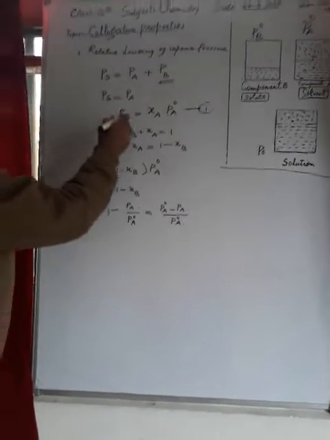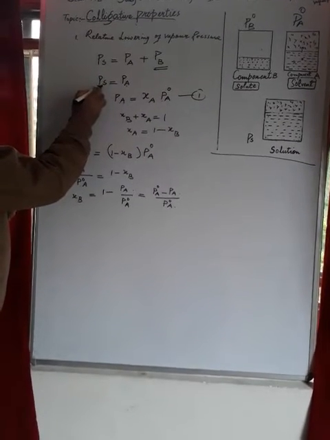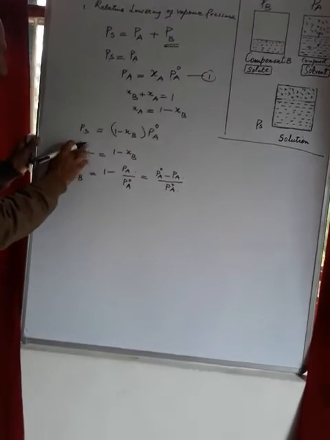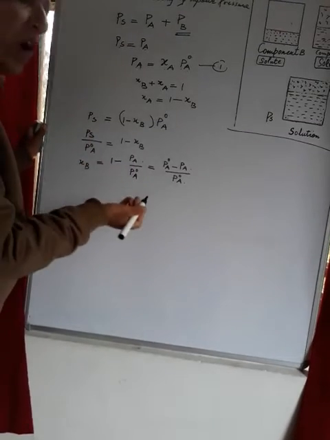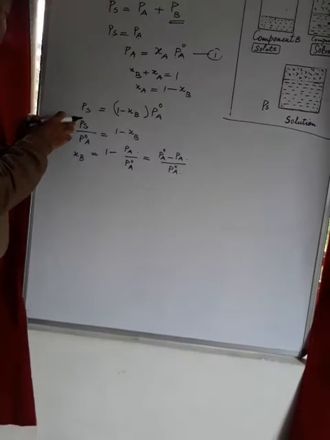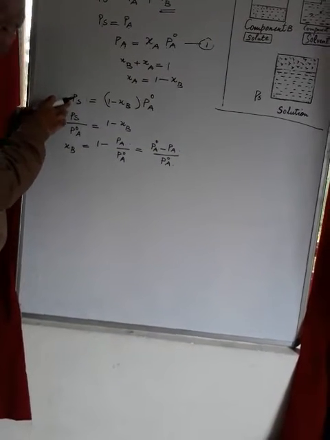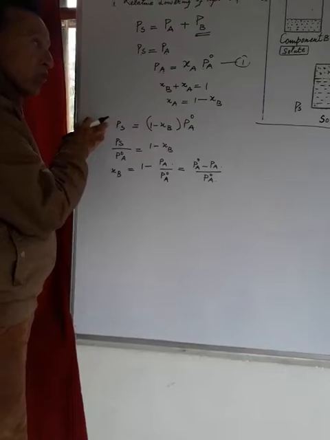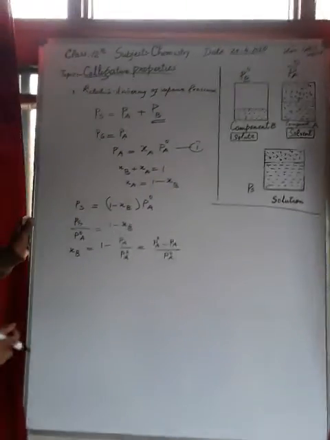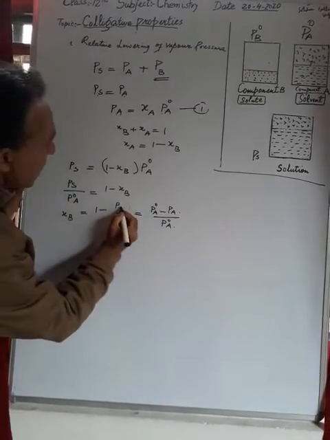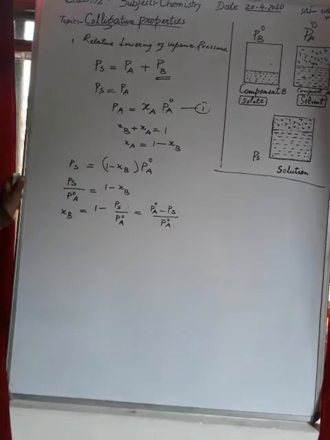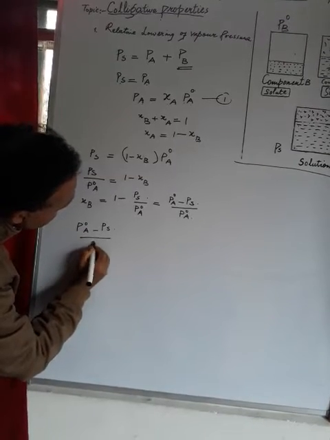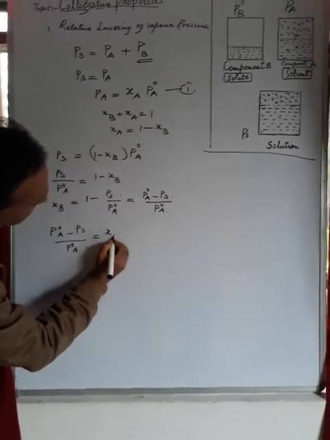And here instead of PA, what is PA equal to? This is the vapor pressure of the solution. We can also write PS instead of PA. PS is equal to PA. But PS denotes the vapor pressure of the solution and PA is the vapor pressure of the solvent. The vapor pressure of the solution is equal to the vapor pressure of the solvent because we are taking a non-volatile solute. So we can write P naught A minus PS divided by P naught A is equal to XB.